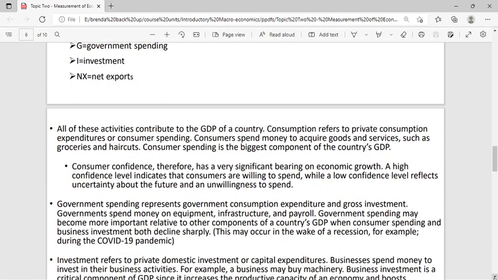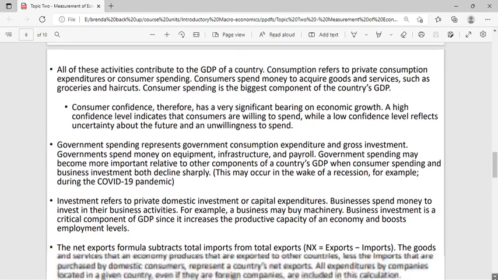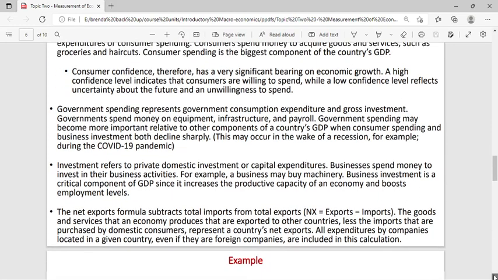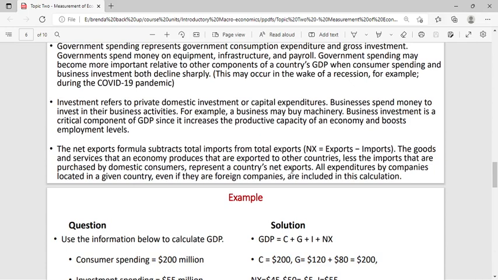All these activities contribute to the GDP of a country. The activities I've mentioned are consumption expenditure, government expenditure, investment, and then the net exports. So this slide basically entails what I've talked about. It is just an explanation of the formula.